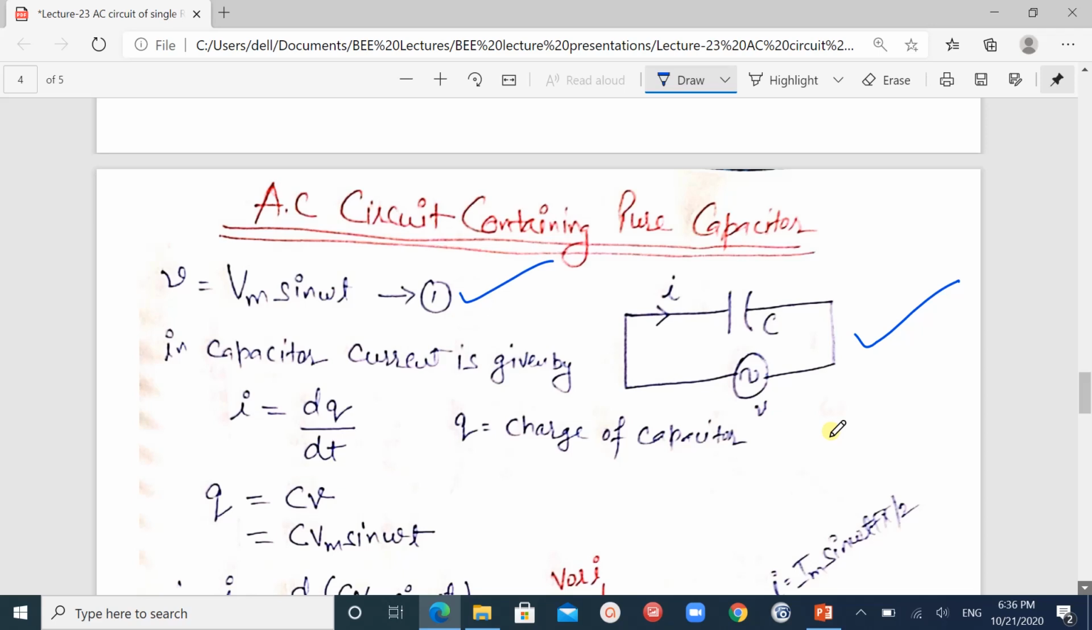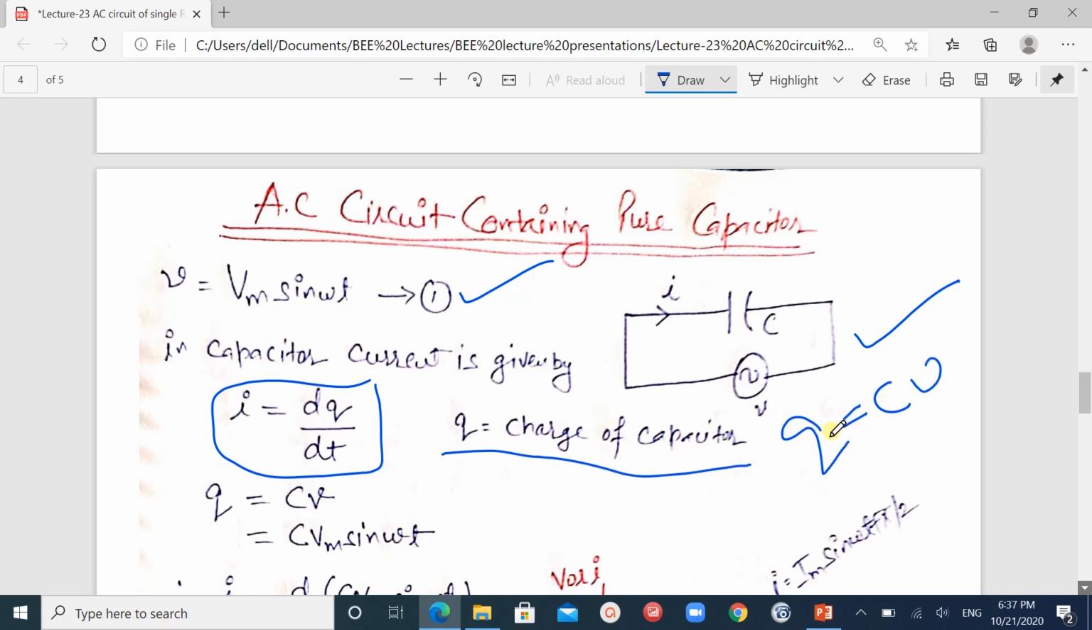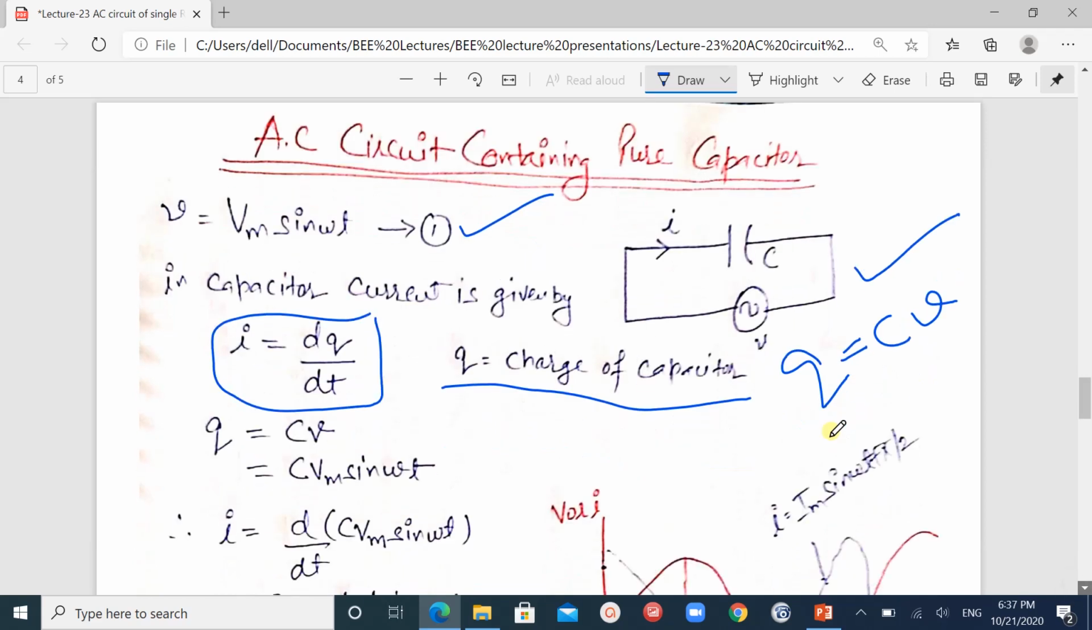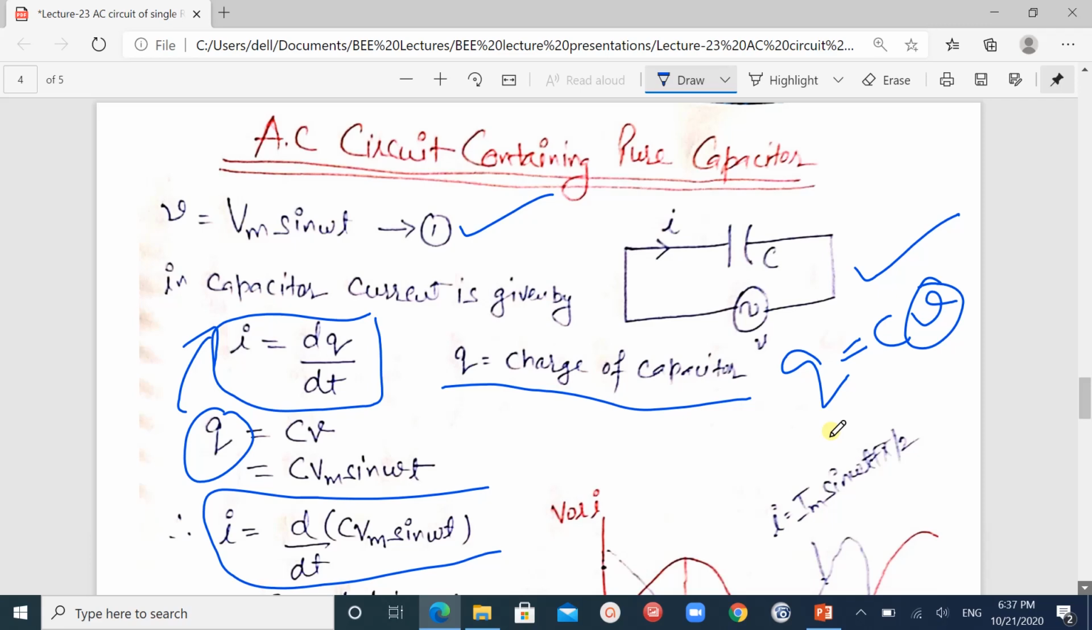But in the case of a capacitor, the current is given by this equation: I is equal to dq by dt. Q is the charge of the capacitor and Q is given by CV, where C is the capacitance and V is the voltage. So we put the value of this V. It is C into Vm sine omega t, and we put this value of Q into the equation. It will become I is equal to d upon dt into C Vm sine omega t.